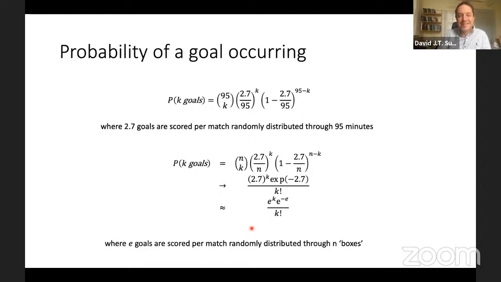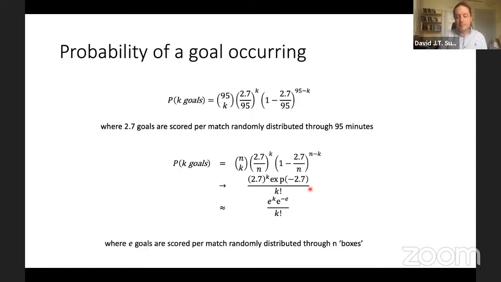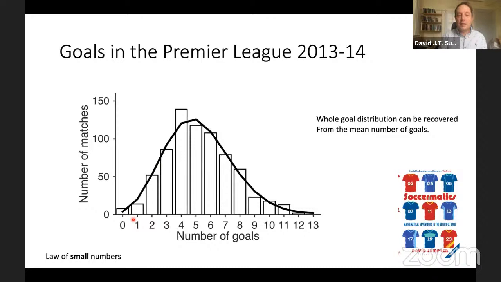So, okay, there's been a long derivation, but this is what I think is just incredibly cool about this. It means that we can get a whole goal distribution recovered from the mean number of goals in the match. So we have the mean number of goals in the match, it's 2.7 or it's 2.5 or whatever. And that allows us, using this equation in particular, to then plot the entire curve of likely outcomes of matches during a season. So this is number of matches plotted here, and this is number of goals. The black curve here is the Poisson distribution, which gives a reasonably good estimate of the number of goals scored in different matches. And so we can recover the whole goal distribution from the mean number of goals.